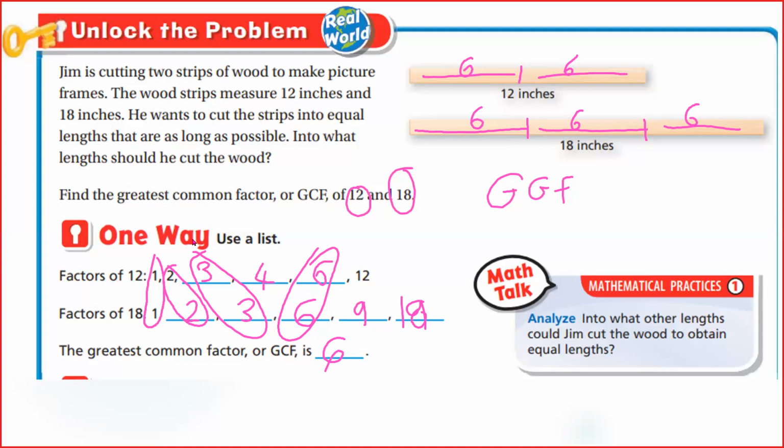Now, I know maybe some of you didn't understand clearly. Inshallah, tomorrow when we solve more questions, you will understand what the greatest common factor is.